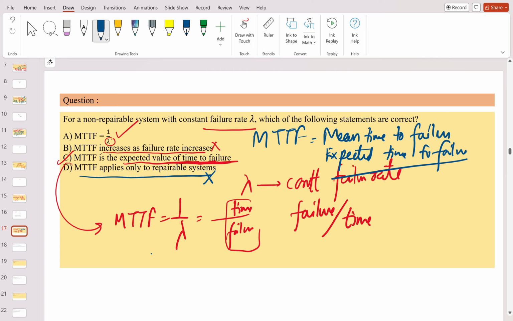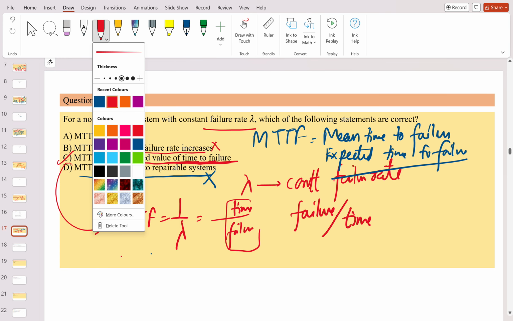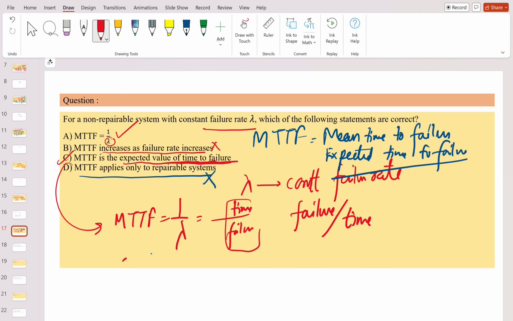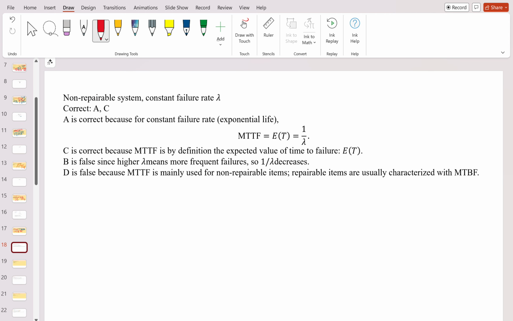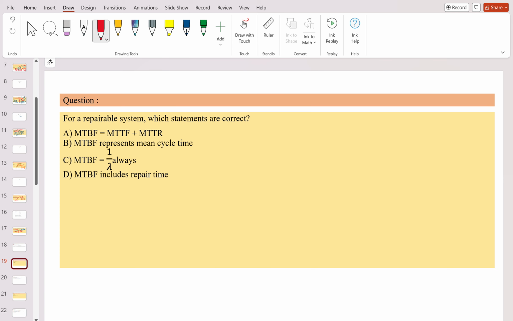The statement that MTTF applies only to repairable systems is false. You can apply it to non-repairable systems as well. Okay, let's move forward. Try to solve. Here the two correct statements are A and C. Try to solve this.